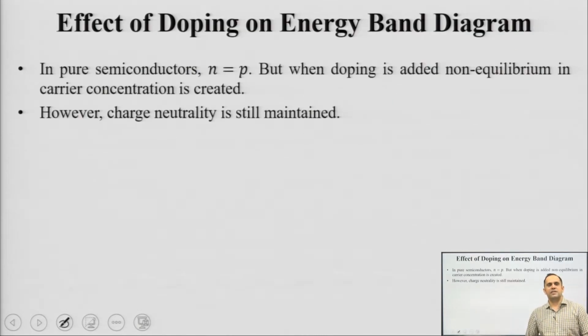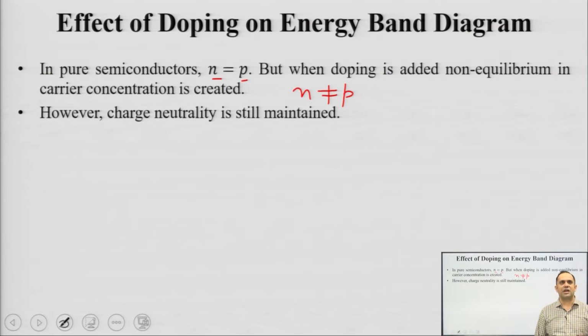Okay. Now, let us just see what is the effect of doping. We know that in pure semiconductors n is equal to p. Okay. But when doping is added, either you add trivalent or pentavalent atoms to your pure silicon, you create an imbalance or a non-equilibrium such that after doping n is not equal to p. Okay. So, in an extrinsic or a doped semiconductor, your electron and hole concentration now will not be equal. There will be some kind of an imbalance in this.